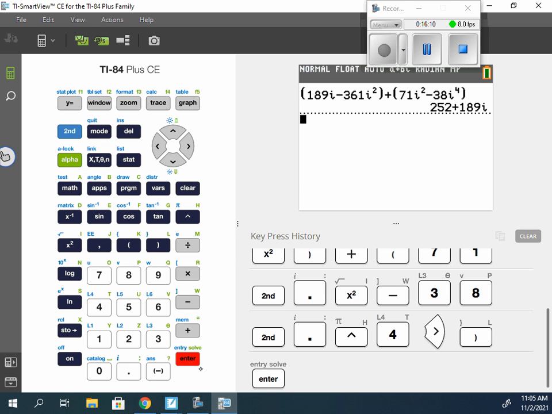Just make sure when you're typing it in, you type it in correctly, because it can be easy to just retype the wrong thing in. But the graphing calculators will do it. Any other questions with addition or subtraction?